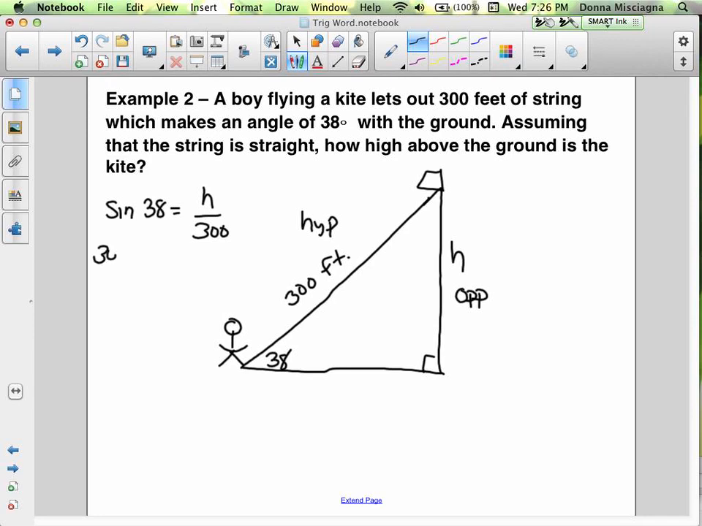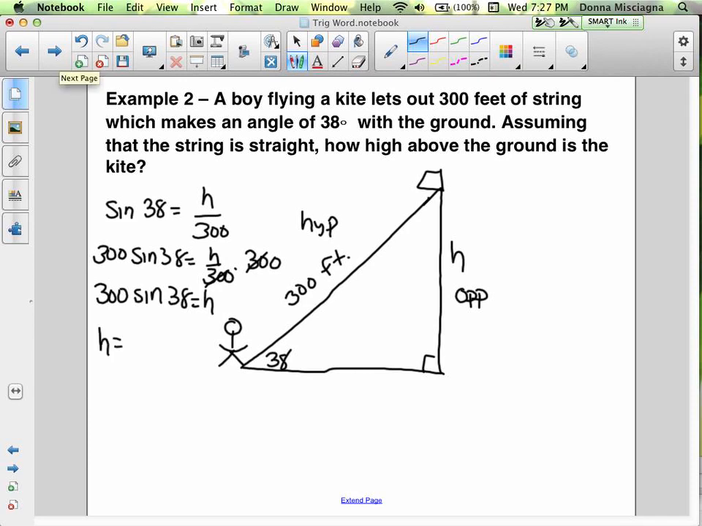So we're going to multiply both sides by 300. So we have 300 sine 38 equals h divided by 300 times 300. Kind of wishing I didn't draw this right in the middle of the board because I have like no room to solve. Those cancel. So we have 300 sine 38 equals h. And now we will use a calculator.